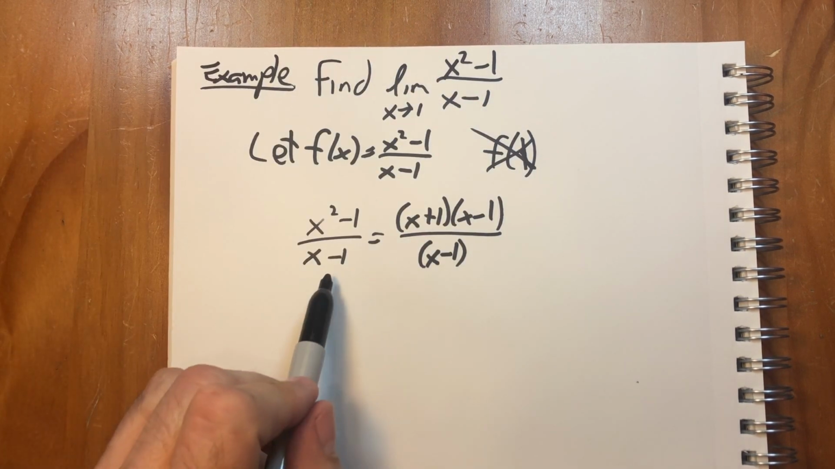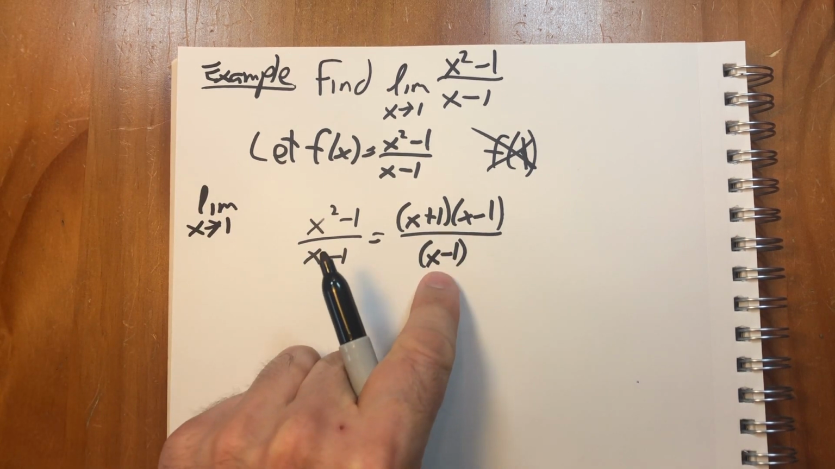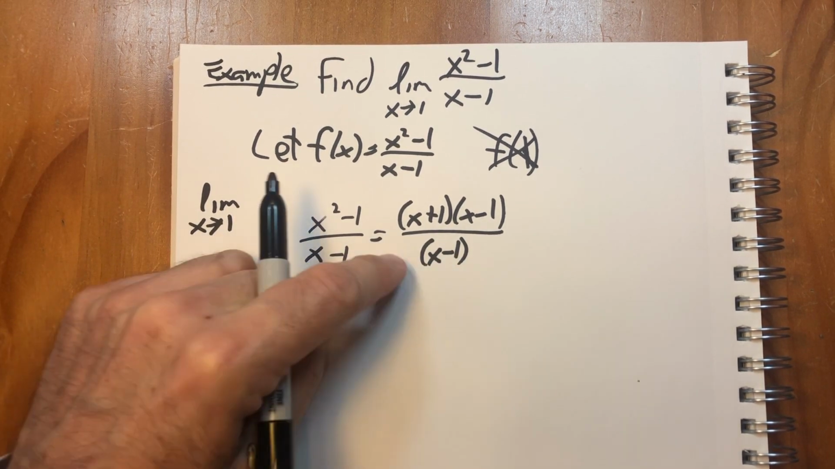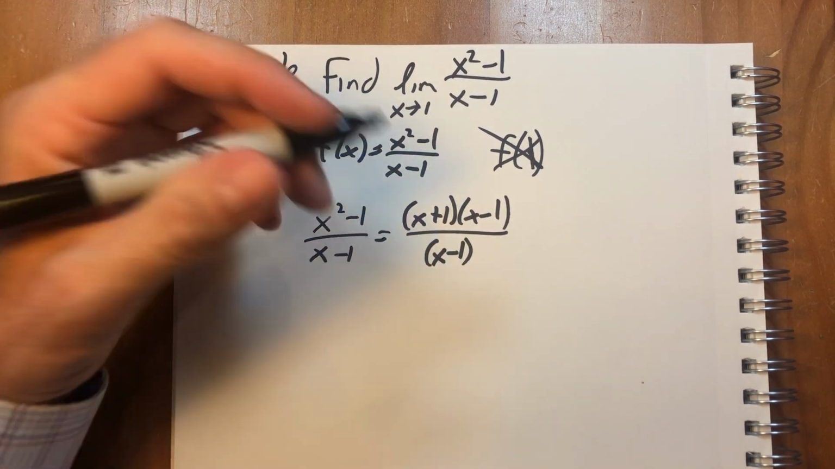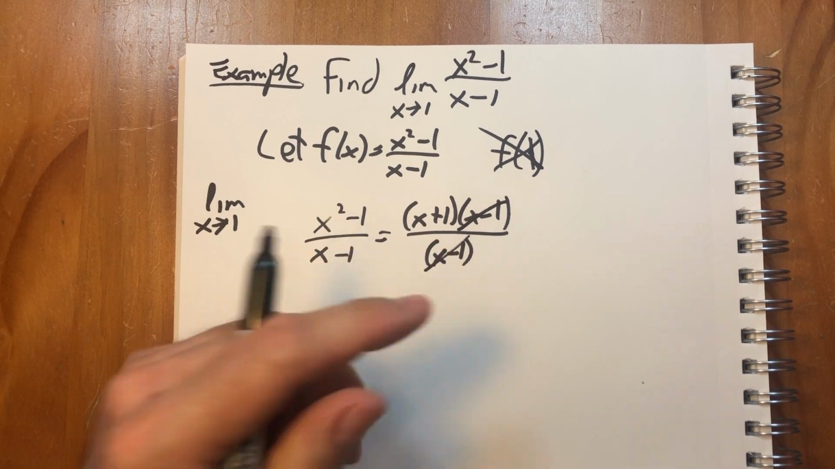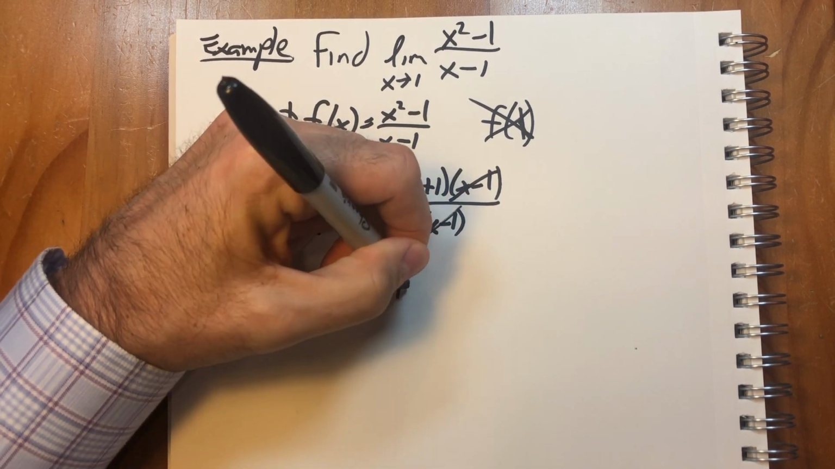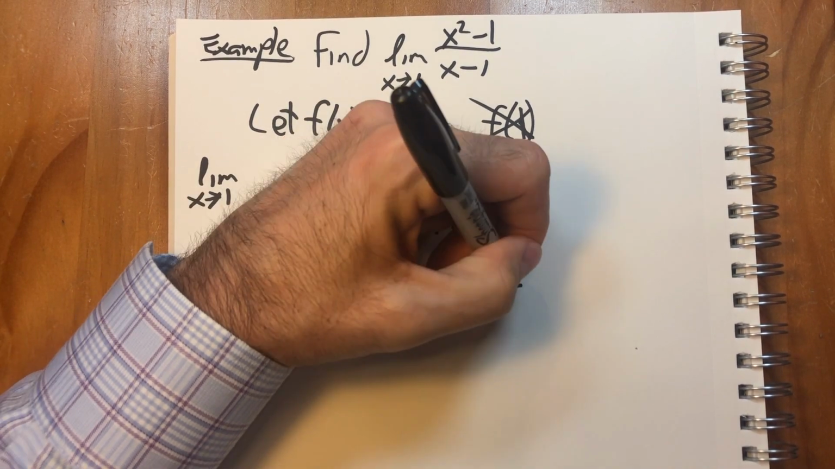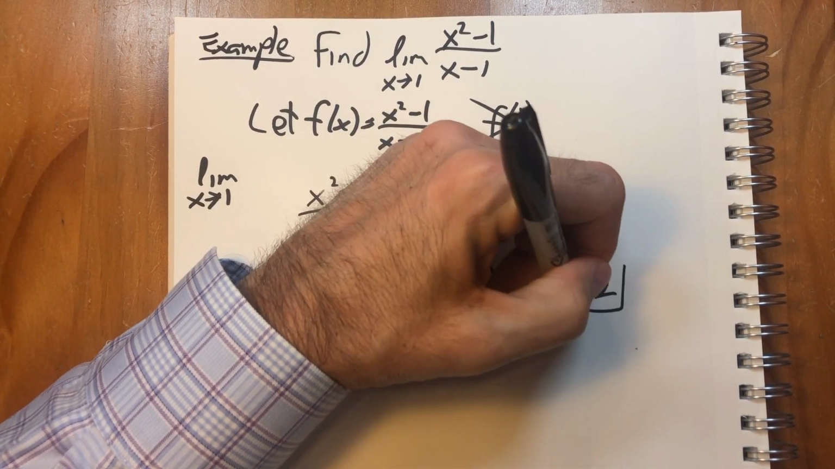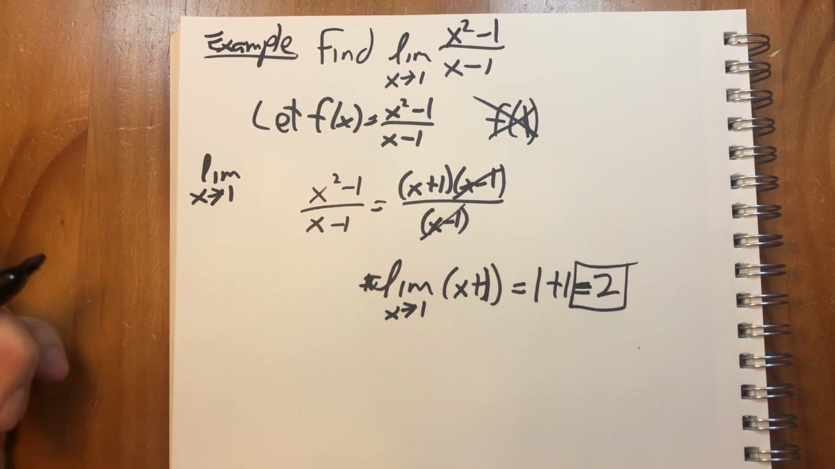But the important thing here is that we're looking at the limit as x approaches 1. We're not actually looking at where x equals 1. So we can divide here, because no matter how small x gets, it's never going to be quite 1. So it is legitimate in this case to cancel them. So the algebra is legitimate, even though the quotient rule won't apply in this case. So then we just have that the limit as x approaches 1 of x plus 1 equals 1 plus 1 equals 2.